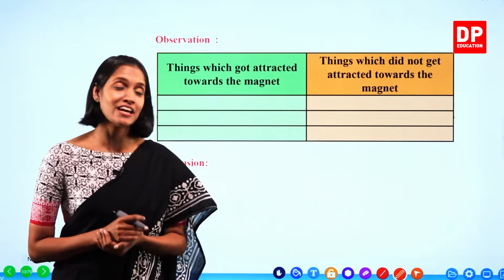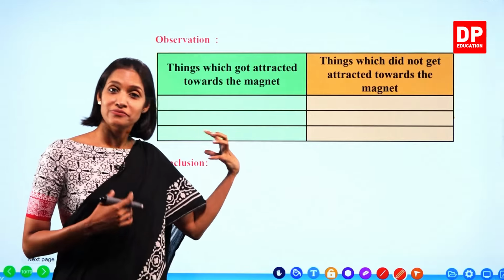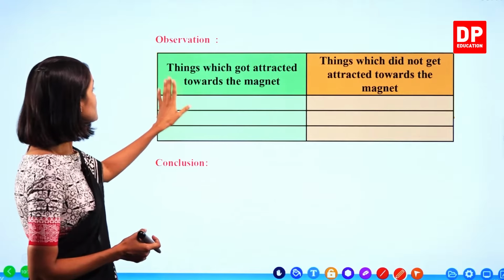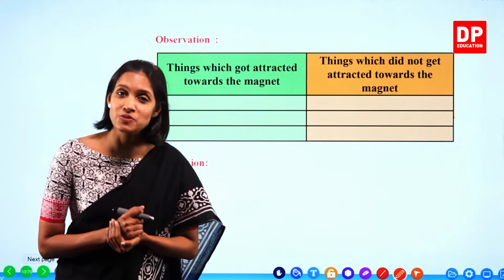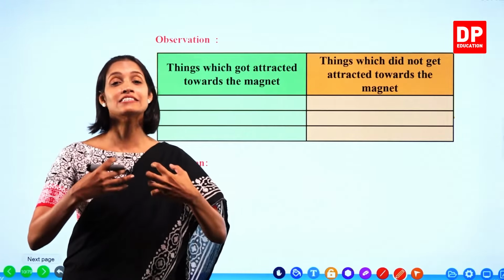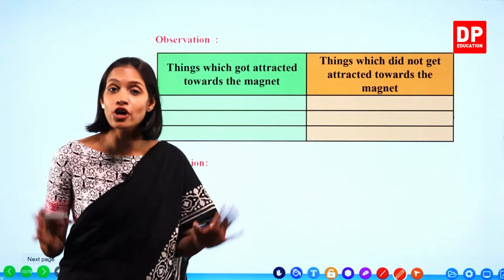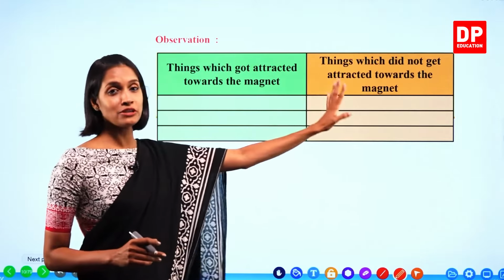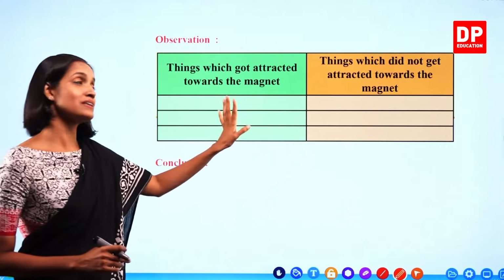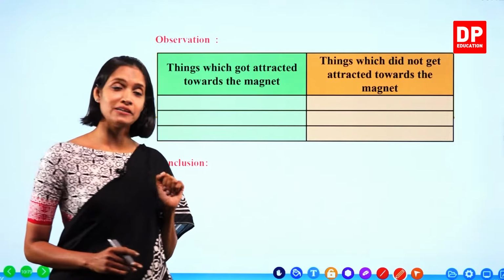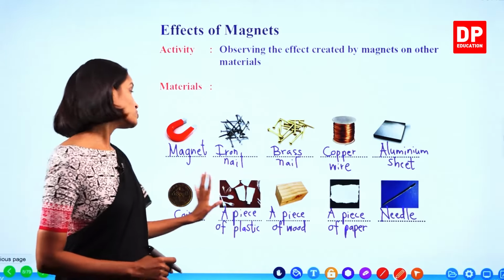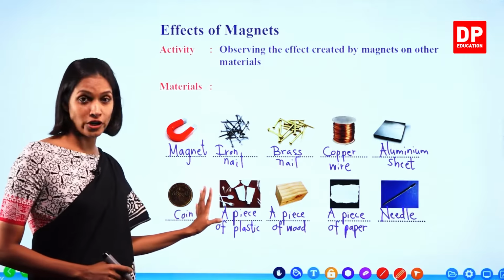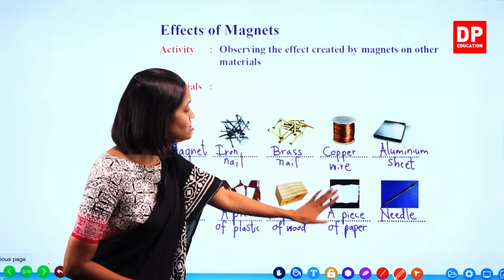I hope you all watched the experiment and how each material reacted with the magnets, okay? So what are the observations? Things which got attracted towards the magnet, things which did not get attracted towards the magnet. So when I was doing the experiment, I hope it was clear that some materials easily get attracted towards the magnet. But some other materials, they did not get attracted towards the magnets. So we are going to group them into these 2 groups. Things which got attracted towards the magnet and the things which did not get attracted towards the magnet. First of all, we'll go through the list. Here we used with a magnet, iron nail, brass nail, copper wire, aluminium sheet, coin. Do you remember I showed you 2 coins in the experiment? During the experiment, I used 2 coins. Okay? Piece of plastic, piece of wood, piece of paper and a needle.